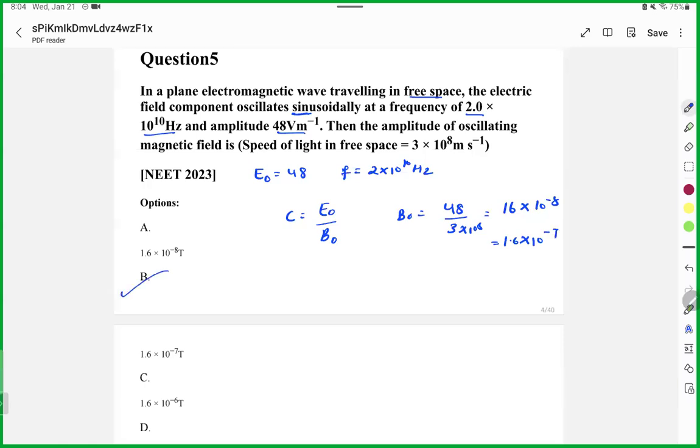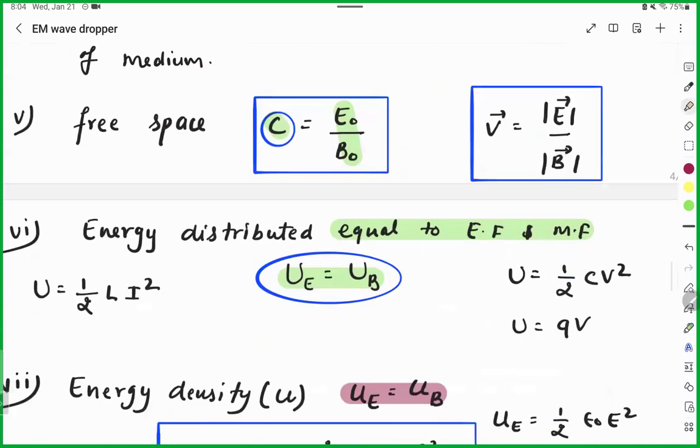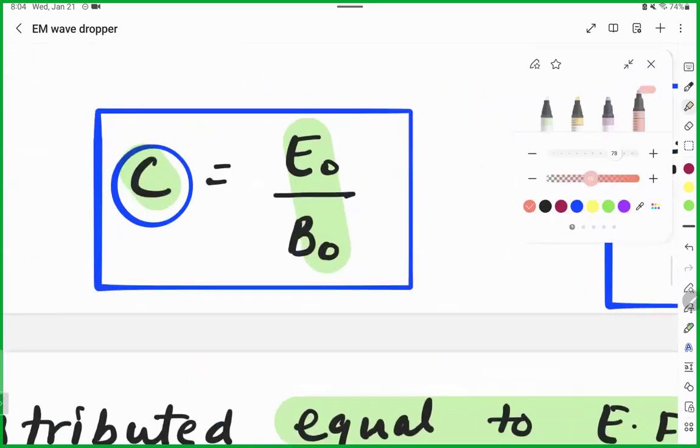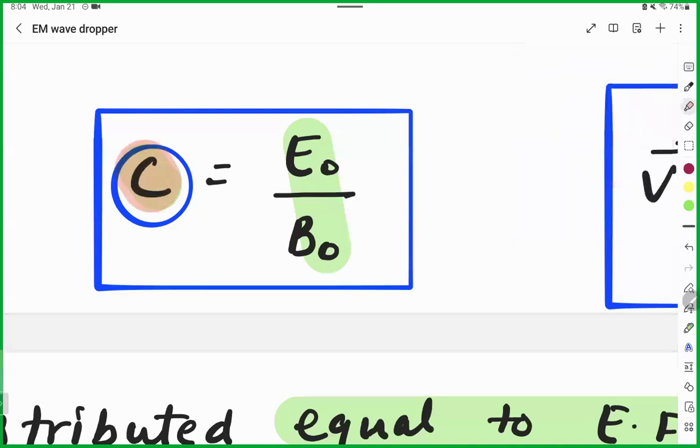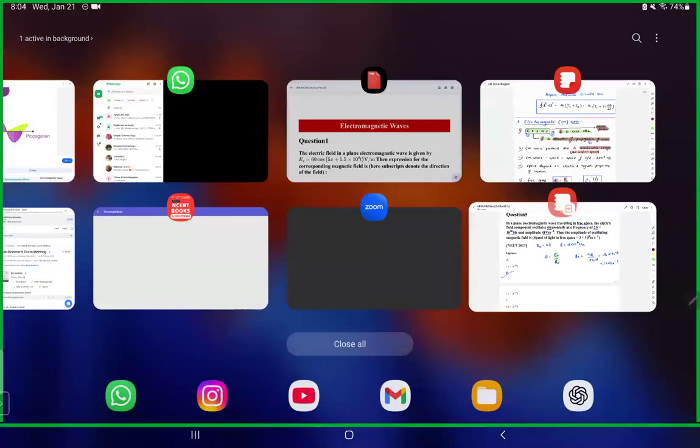Was it easy? Direct formula based. c is equal to E naught by B naught. Chandana, done? See, yes. c is equal to E naught by B naught. It is a formula based question, and you will feel we don't need the frequency.